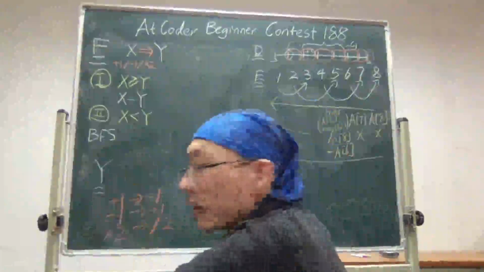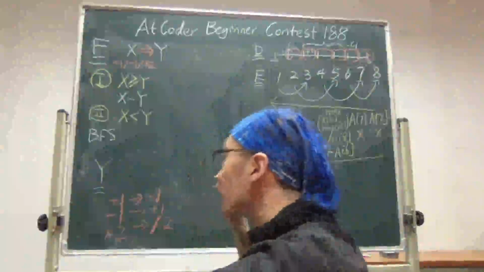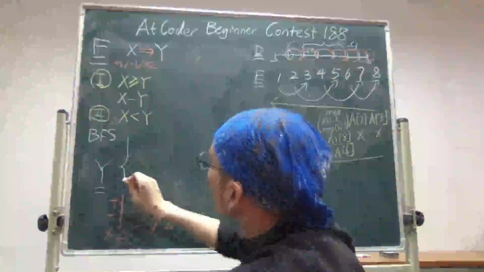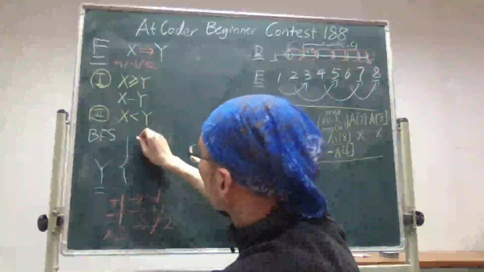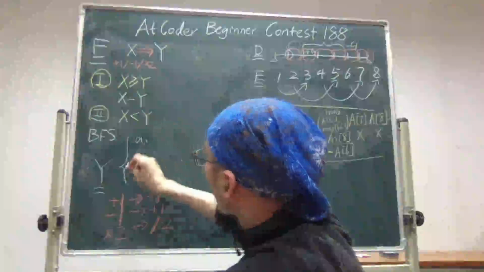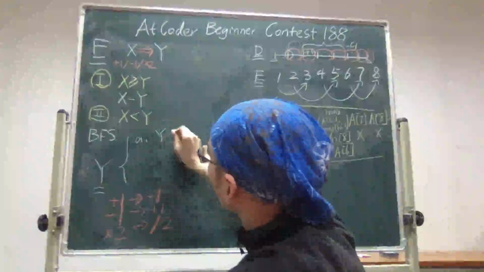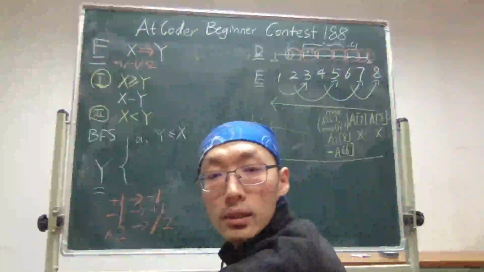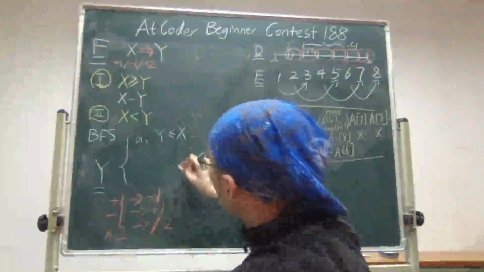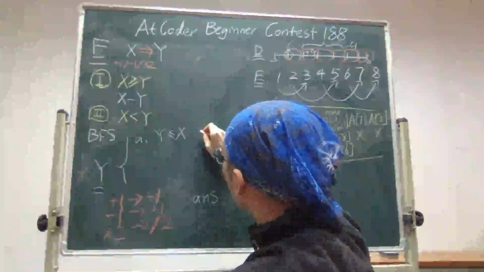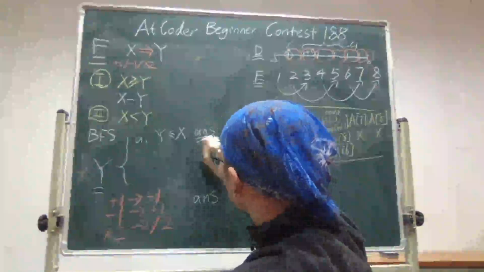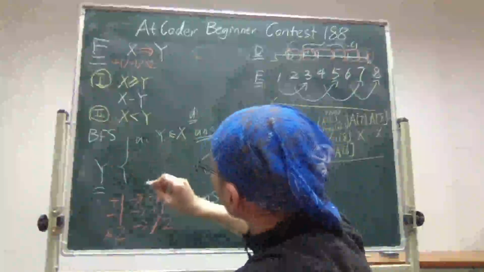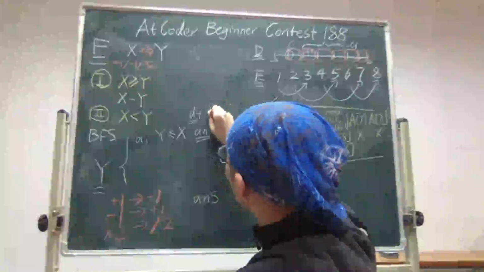So now, at each point, first, if at this point y is already smaller than x, we will directly update the answer with d, which is the distance until now, plus x minus 1.